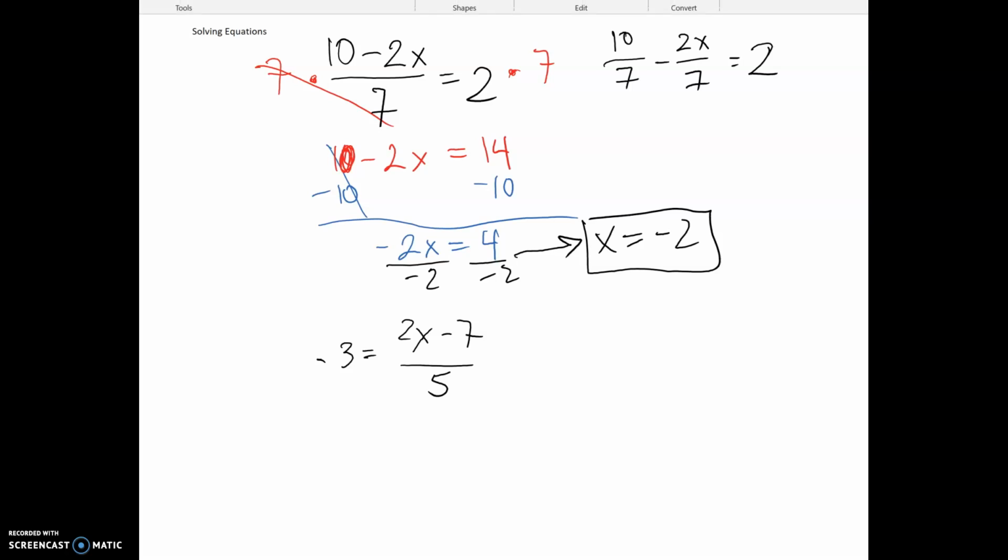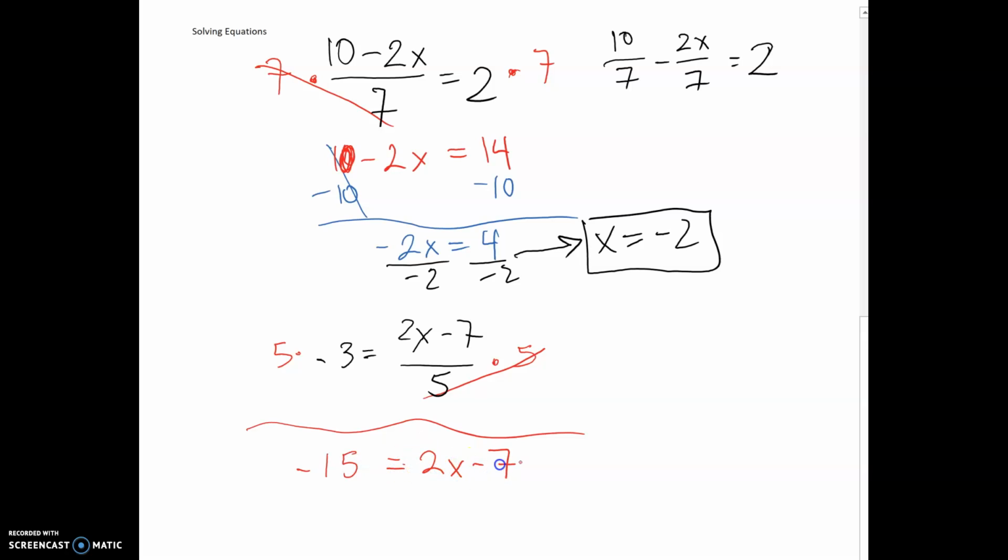Looking at the second one, if you tried that one, so same process. Over here on the right, everything's being divided by 5. So we're going to multiply by 5 on both sides to cancel that denominator. We get negative 15 equals 2x minus 7. The denominator was canceled, nothing in top was changed.